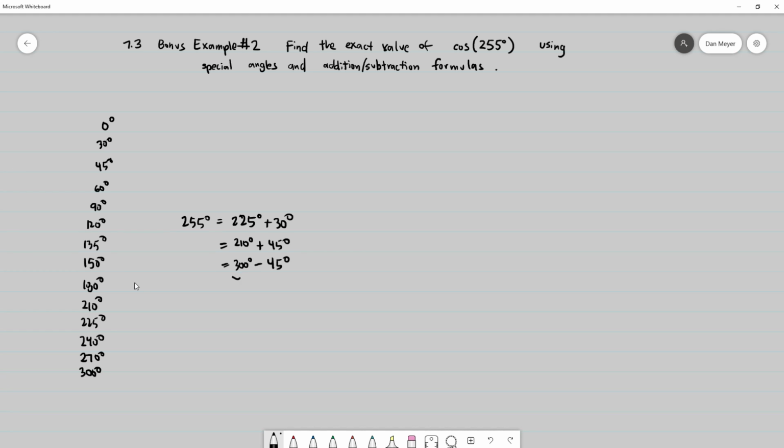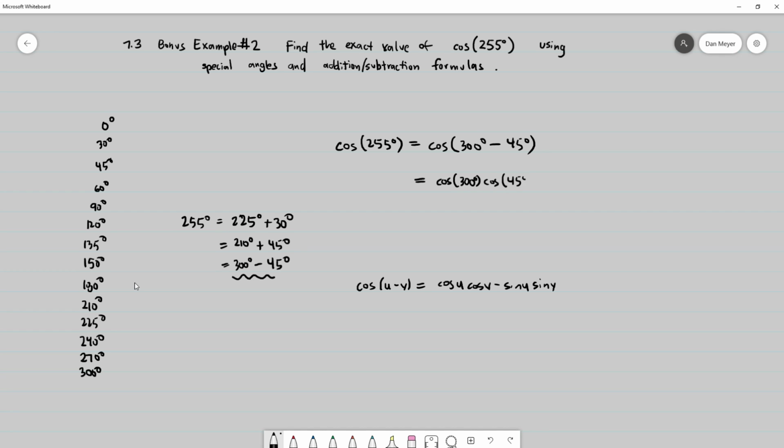So anyways, let's go ahead and do this the way that I intended so that we can practice using the subtraction formula for cosine. That was kind of the point. Cosine of 255 degrees is cosine of 300 degrees minus 45 degrees. The subtraction formula for cosine, recall, cosine of u minus v is cosine u, cosine v minus sine u, sine v. So we have cosine of 300 degrees, cosine 45 degrees.